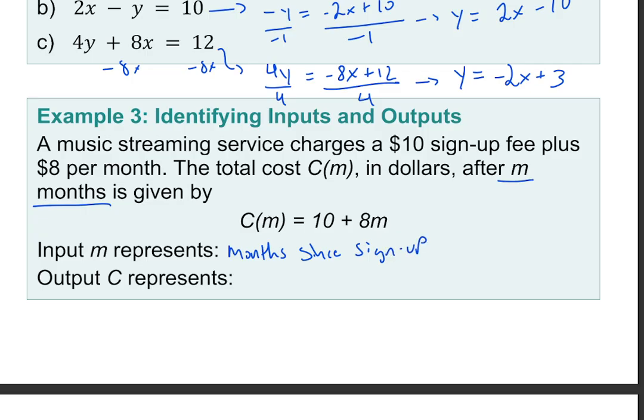Now my output C, we also want to look for where it's defined. And it's defined right here as the total cost in dollars since the sign up. Okay. So that's all you're going to be doing for these. We're not taking it too complicated. It's just getting your brain used to interpreting word problems.